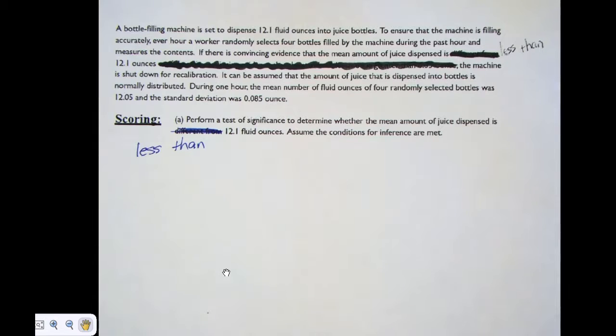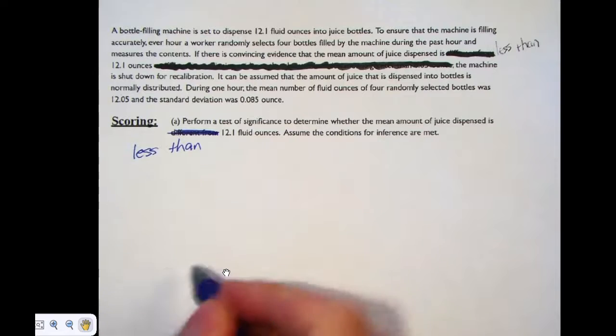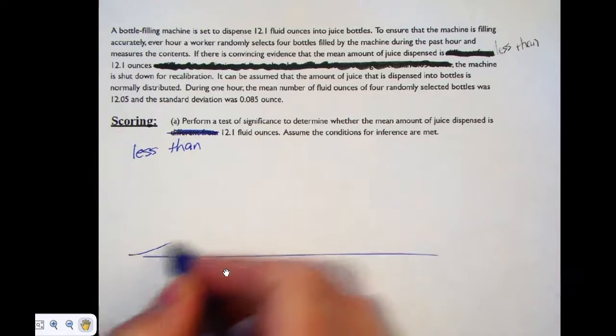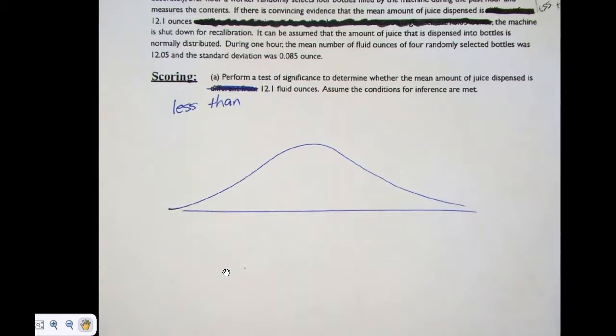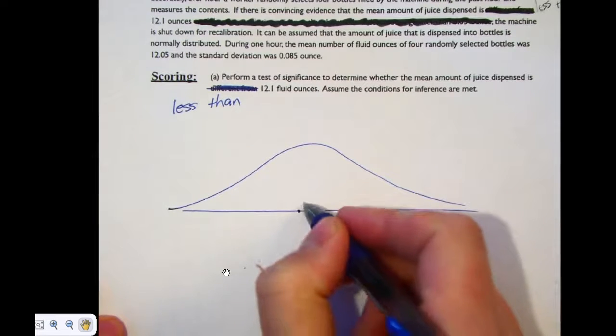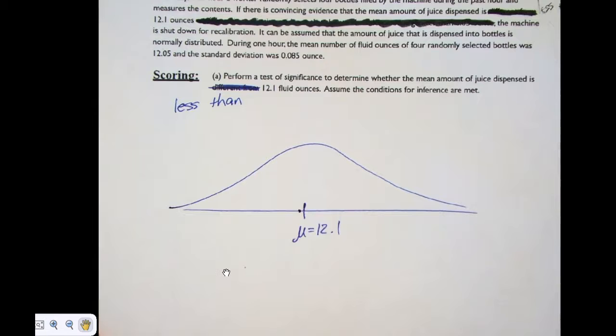So, what we got is a population that claims, you don't have to write this, I'm just kind of explaining the main concept of what we're doing. That claims that mu is 12.1. Well, then we take our sample. So this should get narrower. And what's x bar going to equal?